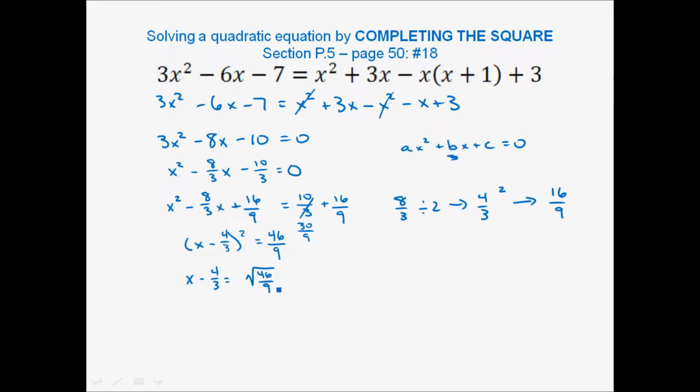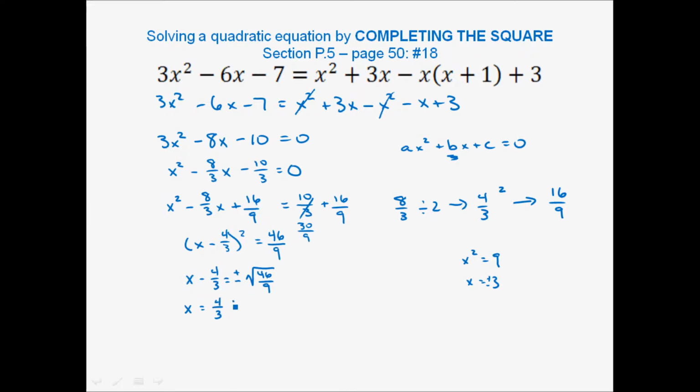Another place to be careful, when you take a square root of both sides of an equation, remember we need a plus or minus, right? Because think about x squared equals 9. If we take a square root of both sides, we get x equals 3. But doesn't negative 3 squared still equal positive 9? You betcha. Alright, so when you take a square root of both sides, you need to put in a plus or minus sign. Alright, so now let's add 4/3 to both sides to continue getting x by itself.